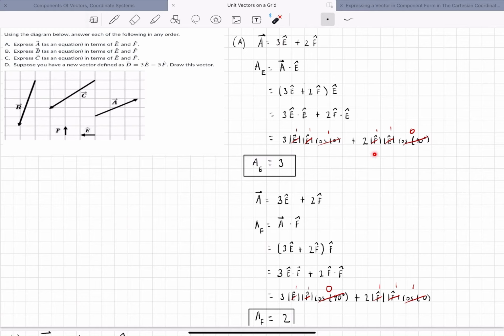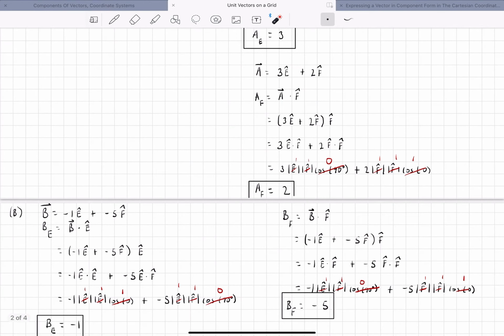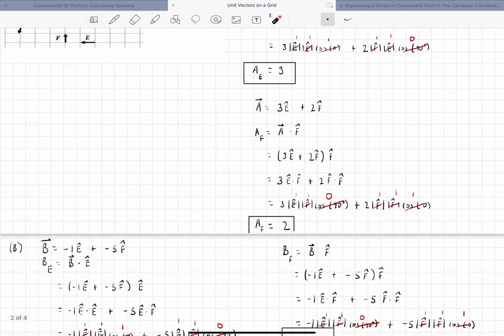Then simplifying this even further, the unit vector's magnitude is equal to 1. Cosine of 0 degrees is 1. And these two unit vectors are equal to 1. Cosine of 90 is 0, which will leave us with A sub E is equal to 3. And then we would try to find A sub F, which would be the same process for finding A sub E, which would equal 2.